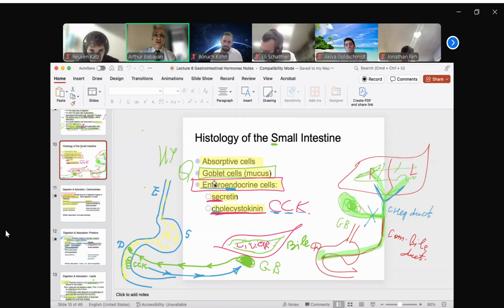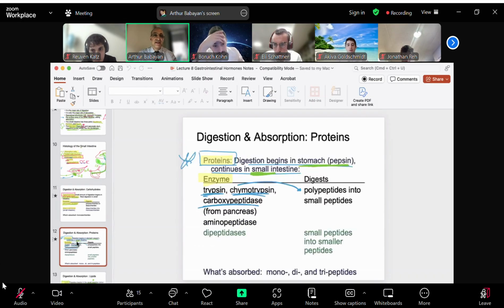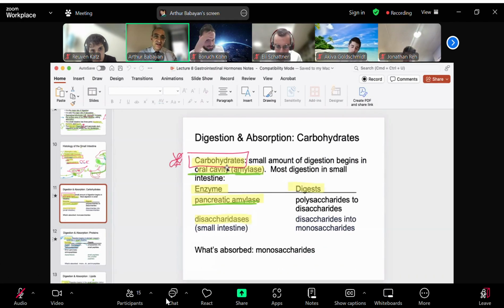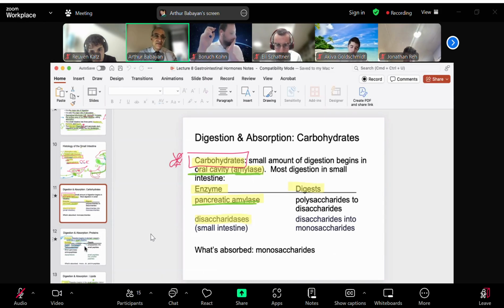Absorptive cells, goblet cells produce mucus. Enteroendocrine cells produce cholecystokinin, CCK, and secretin. Carbohydrate digestion needs pancreatic amylase, which brings disaccharides to monosaccharides. And there is also salivary amylase in the oral cavity. Yes, here is the oral cavity, that will be salivary amylase.